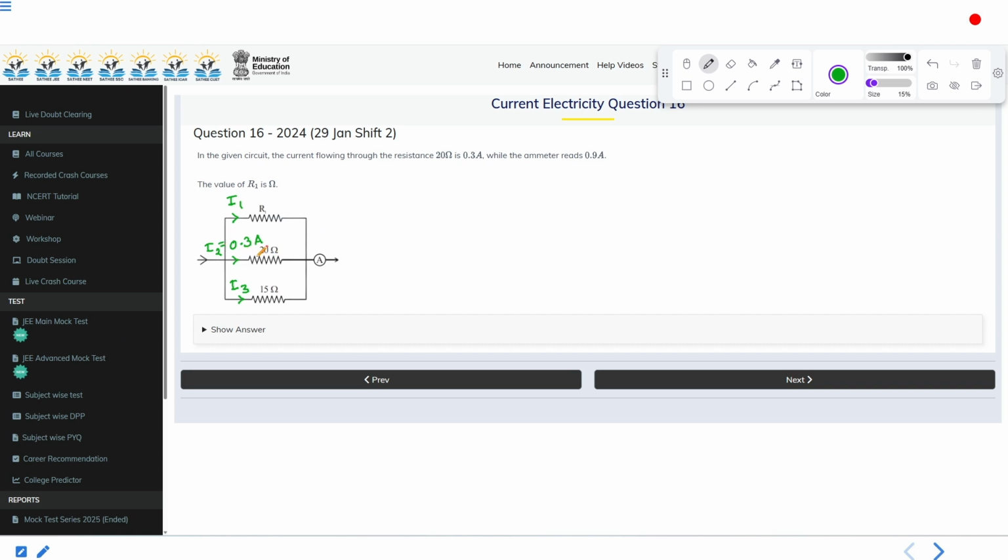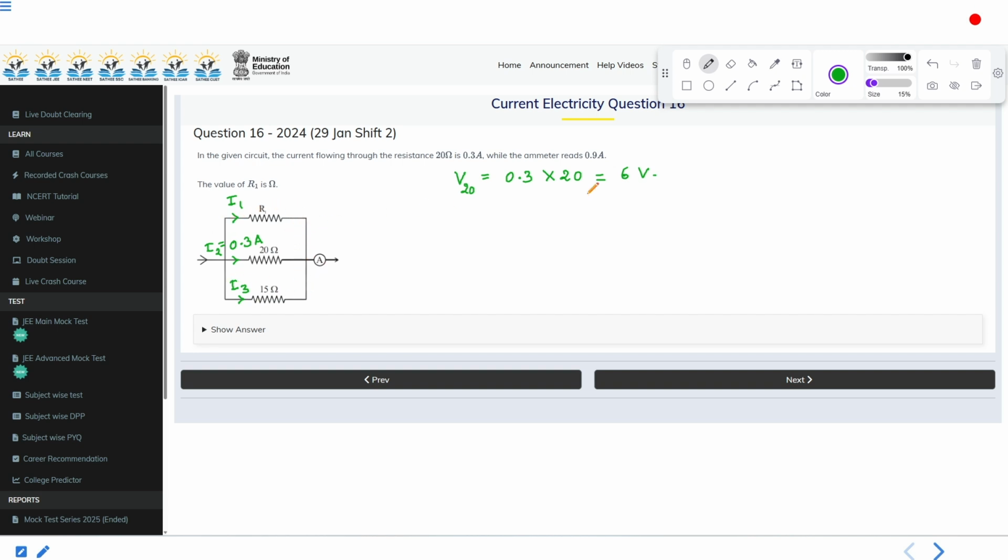The current flowing through this 20 ohm resistance is 0.3, and the resistance is also given, so the potential difference across this 20 ohm, V20, will be equal to 0.3 into R. What is R? 20 ohm. So it becomes 6 volt. So 6 volt is the potential difference across this 20 ohm resistance, and the potential difference across all the resistances is 6 volt.